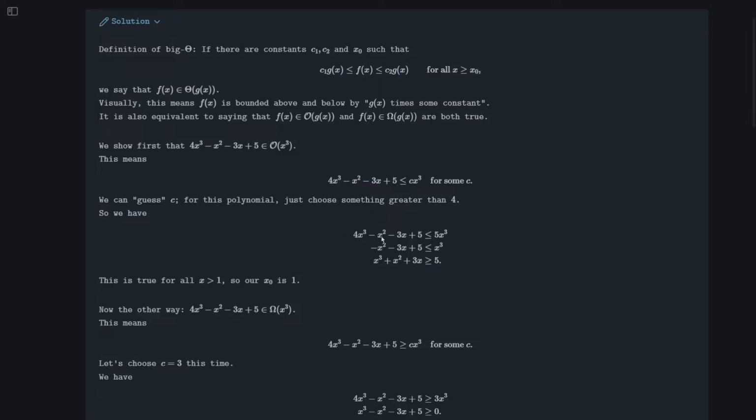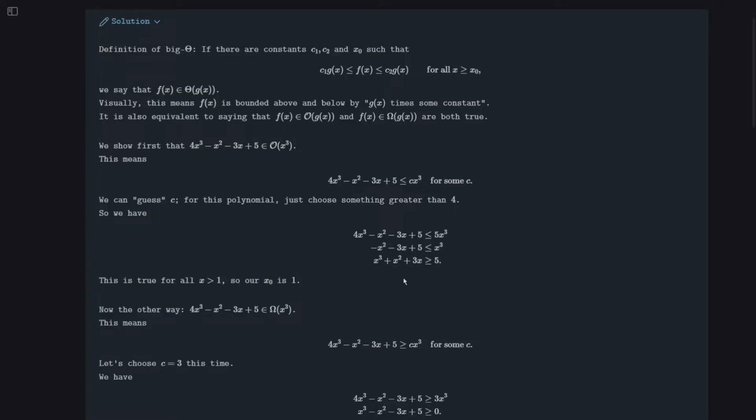4x cubed minus x squared minus 3x plus 5 is less than or equal to 5x cubed. We subtract 4x cubed from both sides to get x cubed greater than or equal to minus x squared minus 3x plus 5. Now we bring over the negative terms to the other side to get x cubed plus x squared plus 3x greater than or equal to 5. Now, this inequality, if we put it in the calculator, is going to be true for all x greater than or equal to 1. Note that I use the greater than here. So we can choose x0 to be just 1.